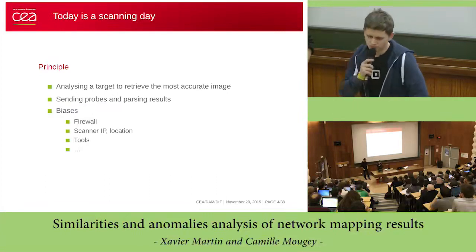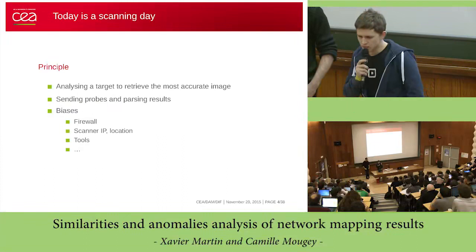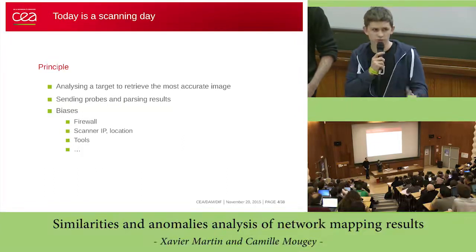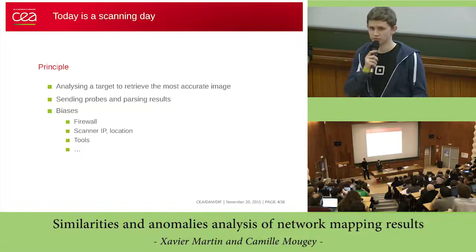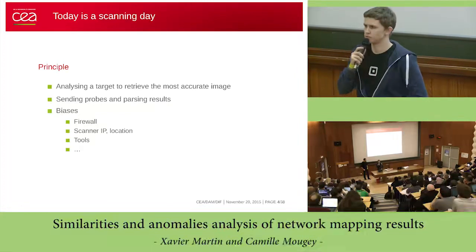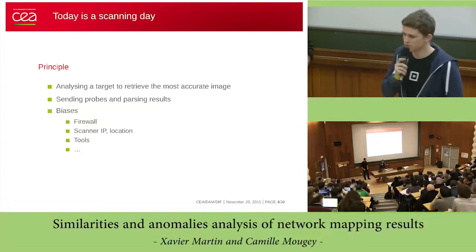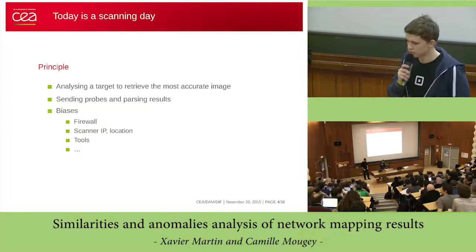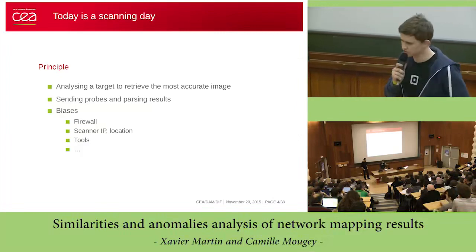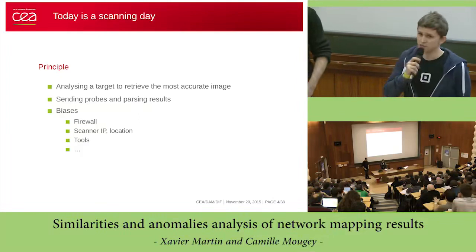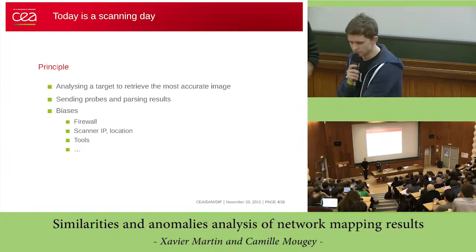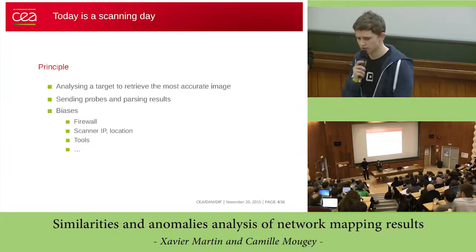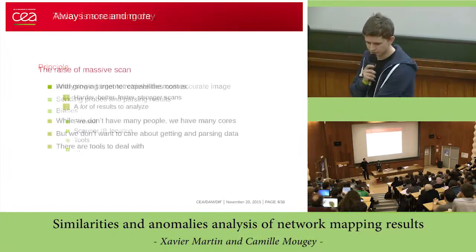What is the idea? We want to analyze the targets, so we send our probes. There are some biases. For instance, if there is a firewall, or our scanner has biases, we use Nmap or Masscan or ZMap, and there are drawbacks due to these tools. And our IP can be detected or blacklisted, so there are some biases that we have to know before doing our scan.